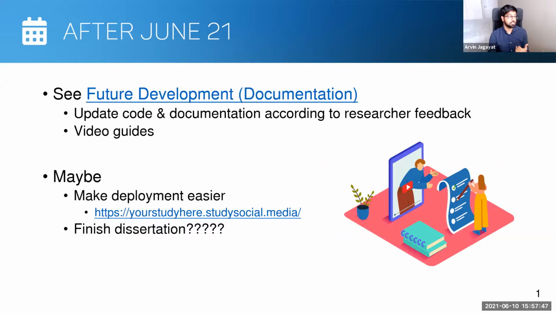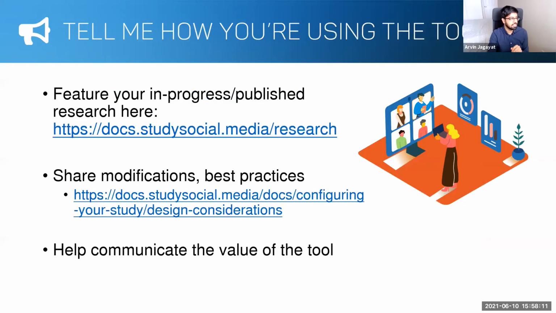And after June 21st, based on the feedback we get from people who are using it, we're going to tweak things, because there's no way we could test it the way that so many researchers having access to it will be able to. Hopefully work on video guides, ways to make deploying the website even easier. So potentially using our domain name, although I haven't figured out the logistics of this yet. Finish my dissertation, maybe on the less important side of things.